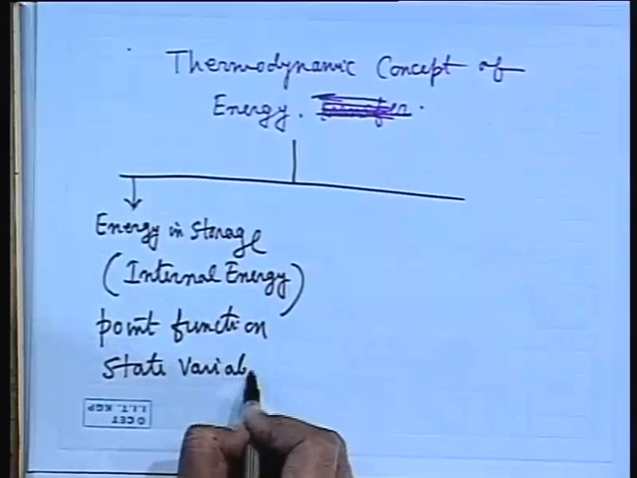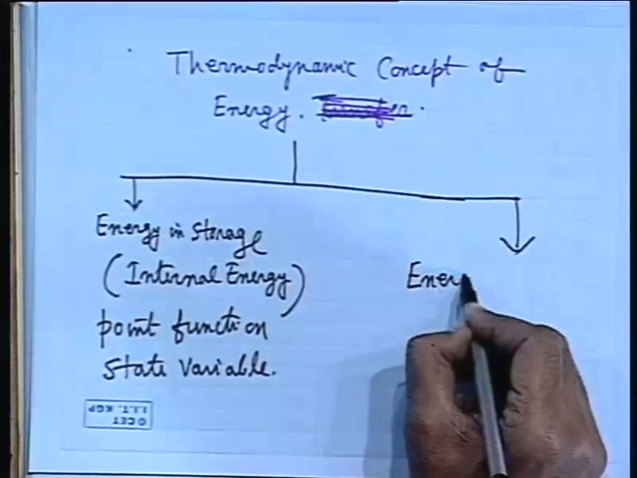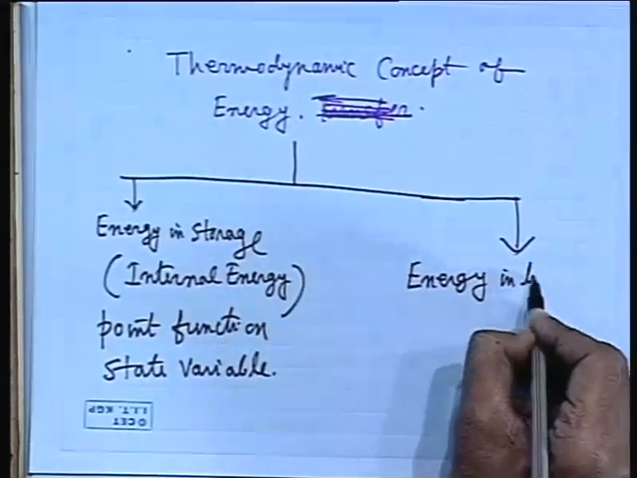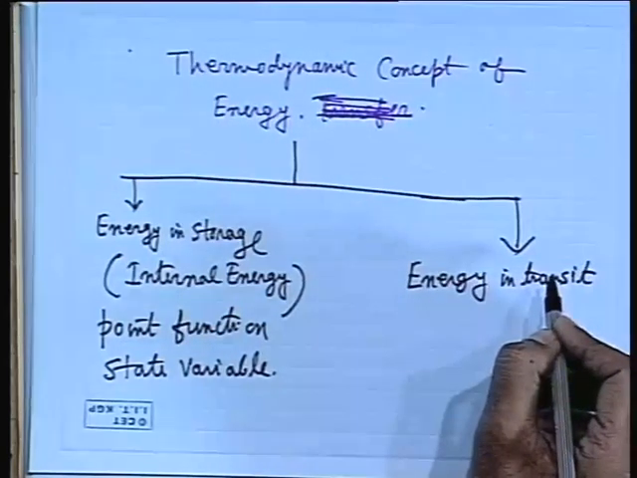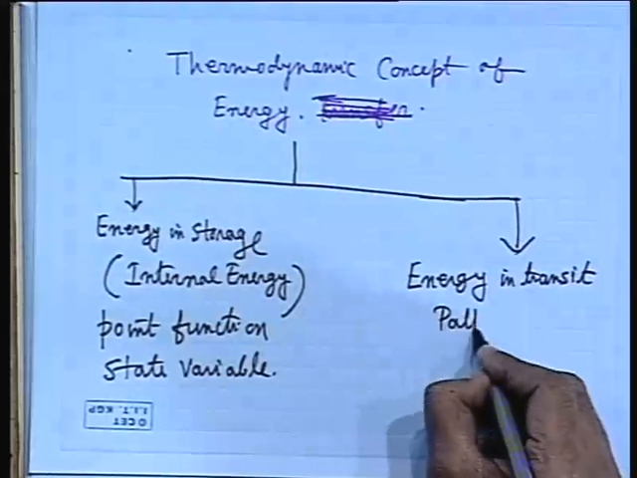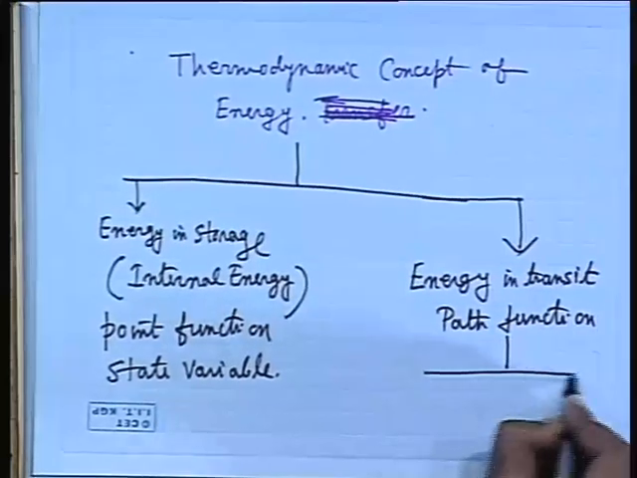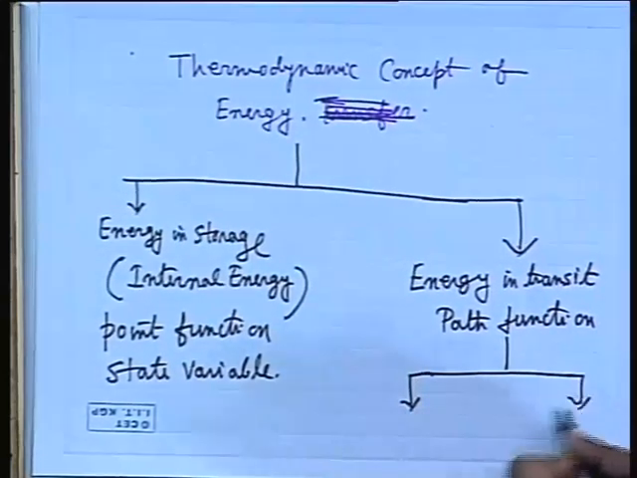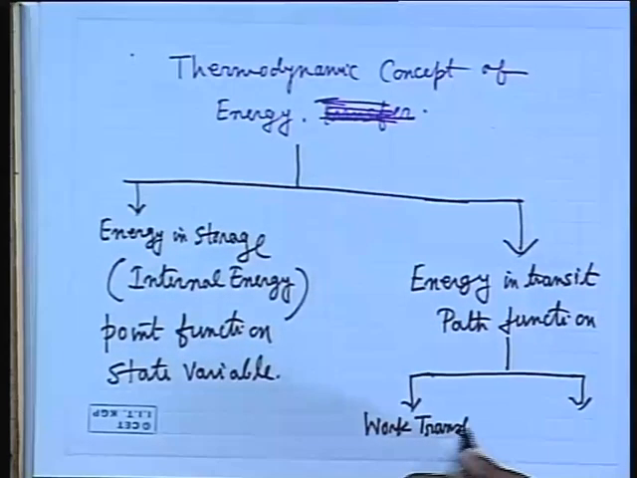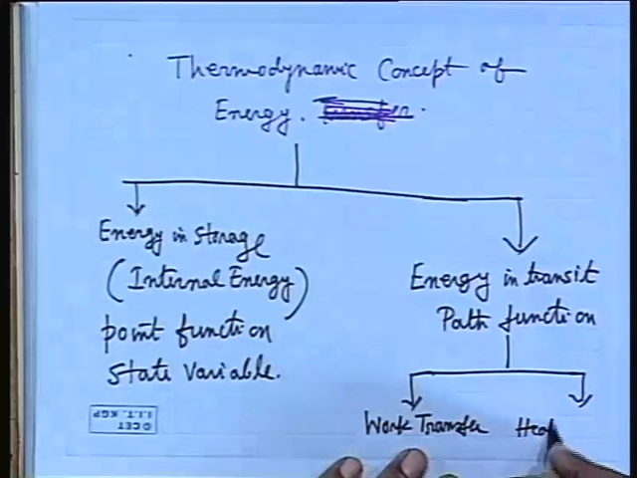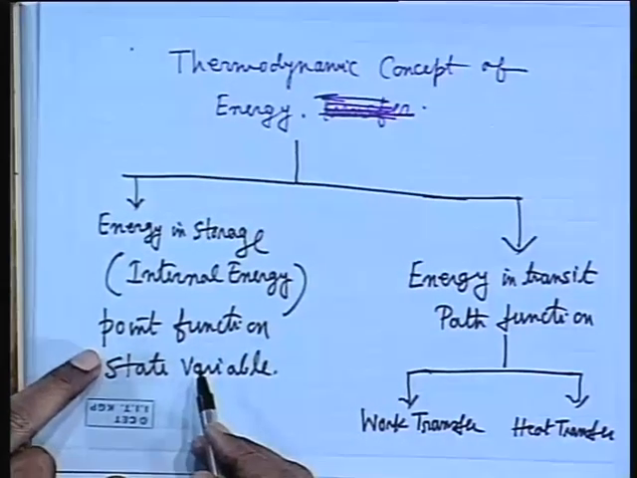That means this is associated with the state of the system. Another form of energy is energy in transit, which is the energy transferred between a system and the surroundings. So these are path functions. And this energy in transit, or energy transfer, again can be divided into two groups. One is work transfer, another is heat transfer.